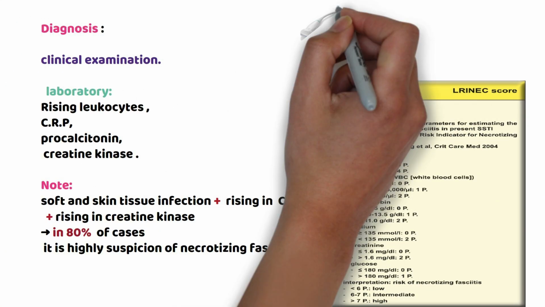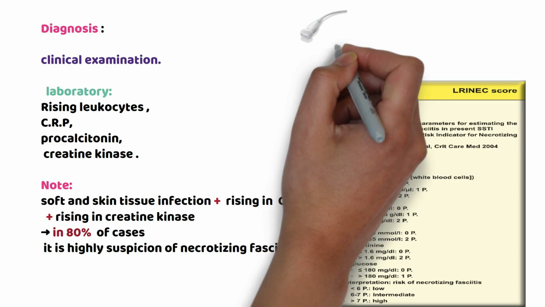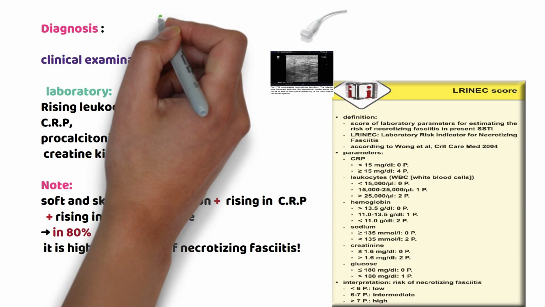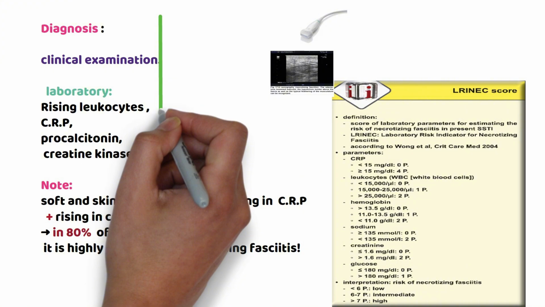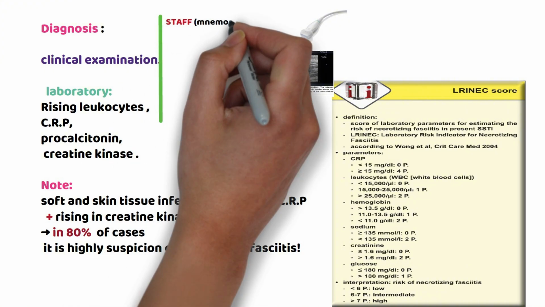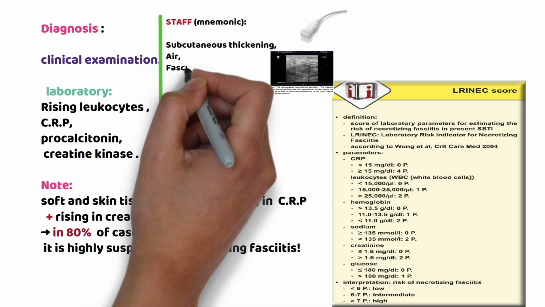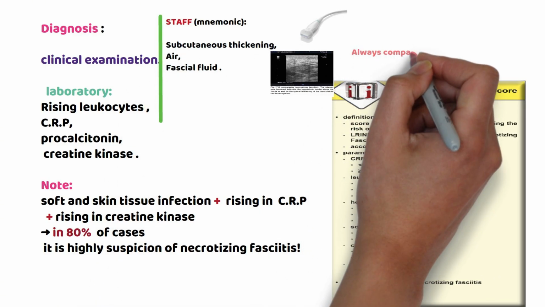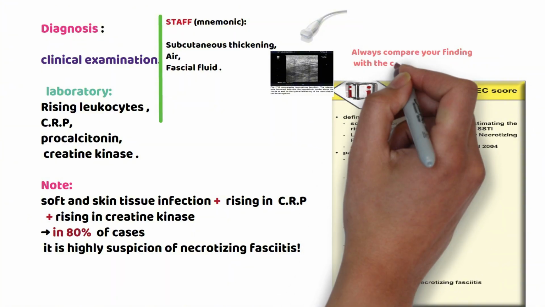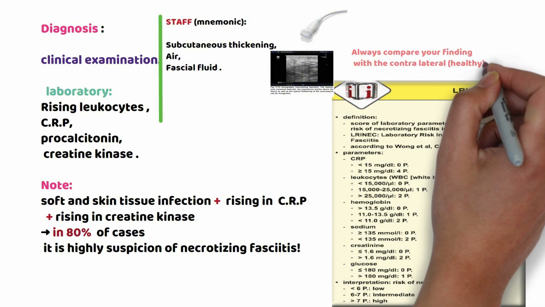LRINEC score. Imaging. Sonography with a linear transducer: hypoechoic seam over the fascia, feathering of the muscles. STAPH mnemonic: subcutaneous thickening, air, fascial fluid. Tip: always compare your finding with the contralateral, healthy side.